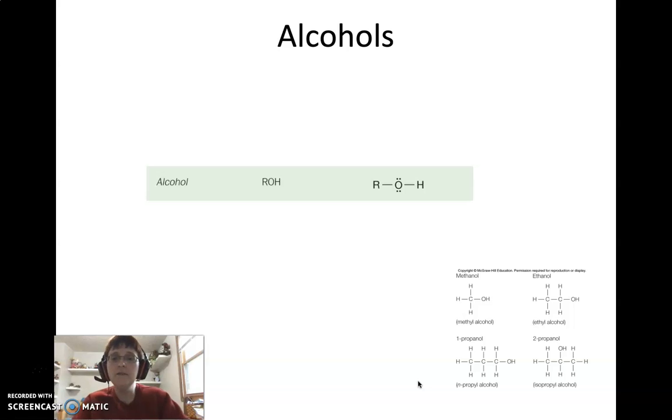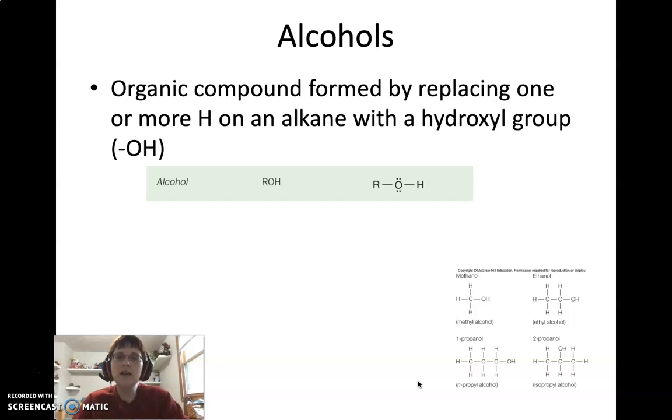So the first of the functional groups we're going to talk about are the alcohols. This is probably one of the groups that you are a little more familiar with. So this is an organic compound that is formed when you've got a hydrocarbon that is replacing one or more hydrogens on an alkane with what we call a hydroxyl group. And a hydroxyl group, as you can see, is just OH. An oxygen and a hydrogen that are bound together.